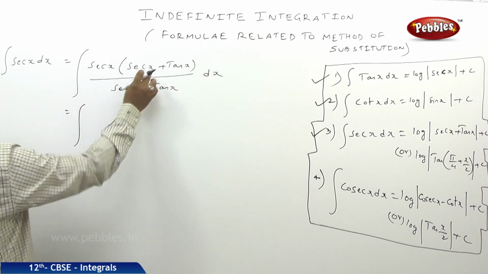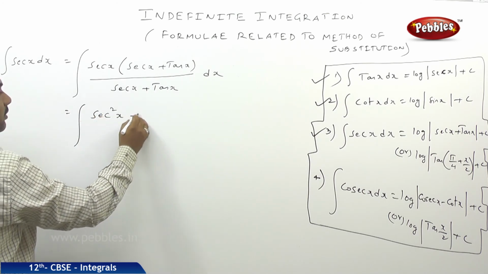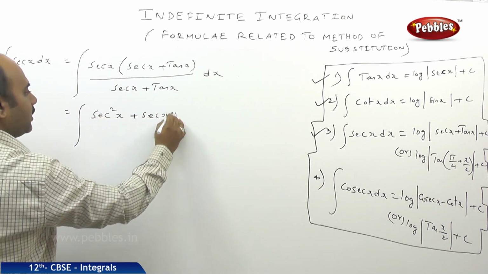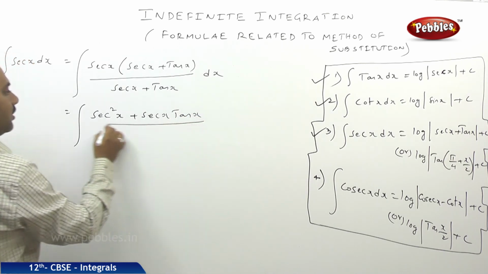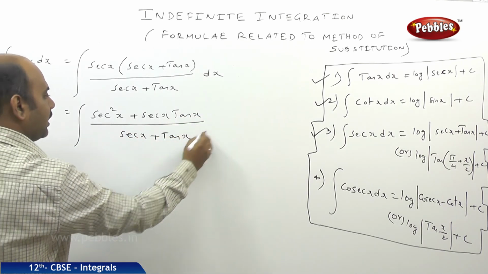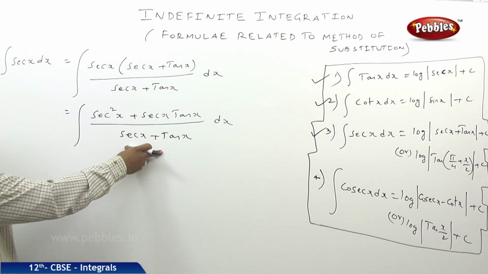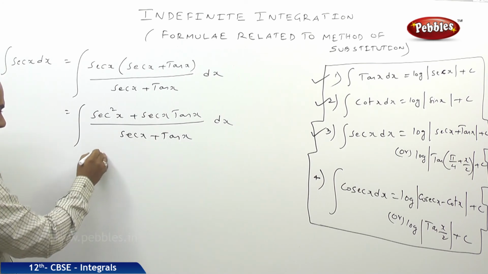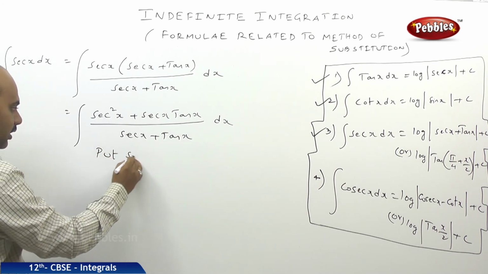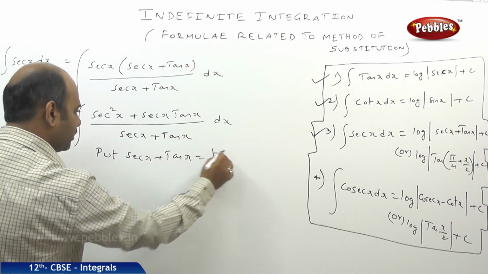Later, secant x into secant x plus tan x becomes secant square x plus secant x tan x, divided by secant x plus tan x dx. Now I'll put secant x plus tan x equal to t. So what happens if I put secant x plus tan x equal to t?